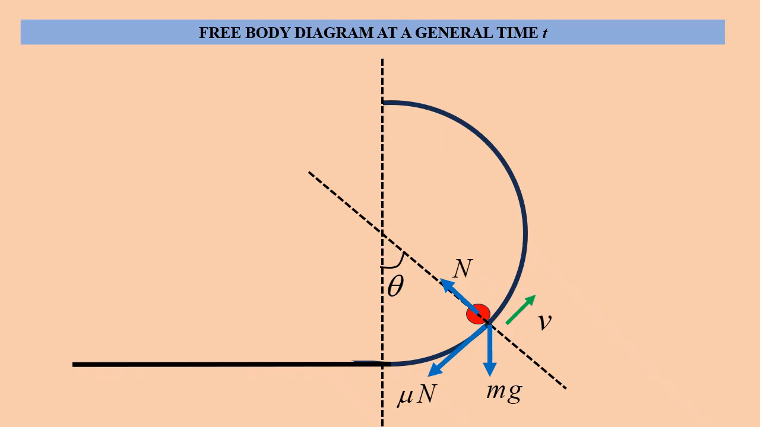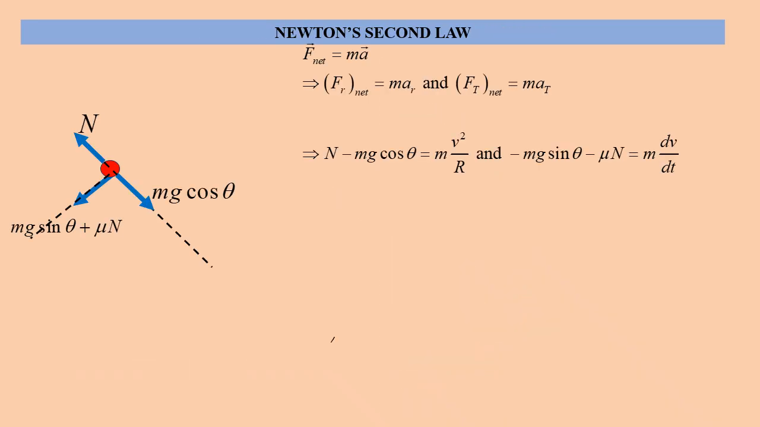And third force is kinetic friction force. This will act opposite to the particle's instantaneous velocity vector. So it will act in our case along the downward tangent, and its magnitude is mu n, product of the kinetic friction coefficient and the instantaneous normal reaction. That completes the free body diagram.